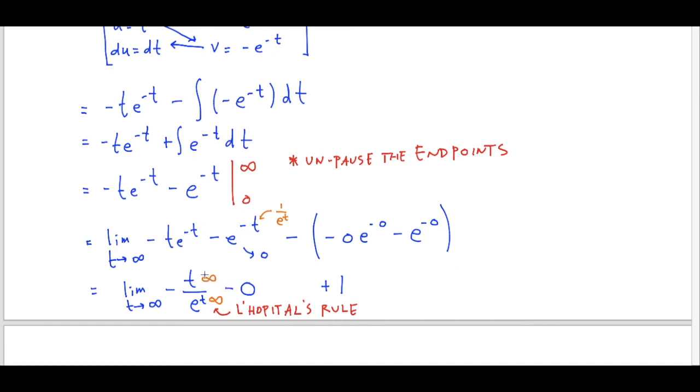Hopefully you recall that to apply L'Hopital's rule, I'll differentiate the numerator, differentiate the denominator, and in doing so, I actually end up with a fraction which is similar in structure to the one that we just discussed. So I'm going to skip the details a little bit here, but I'm going to go ahead and conclude that this value will have a limit of 0 as well. That leaves an overall value for this expression of just 1.